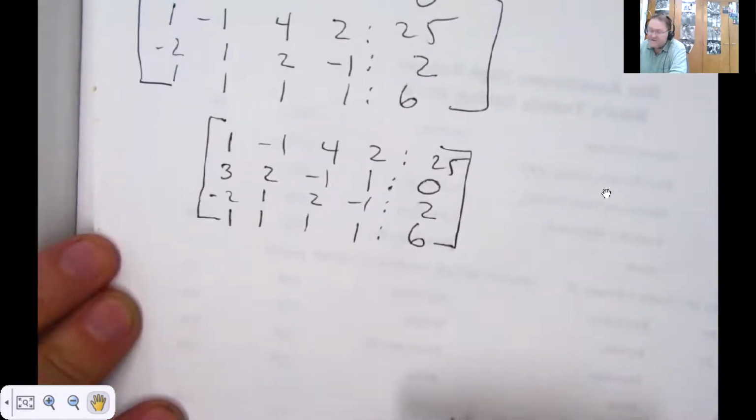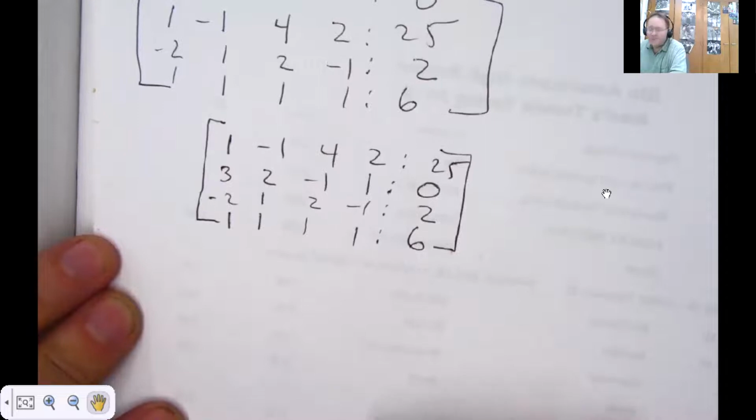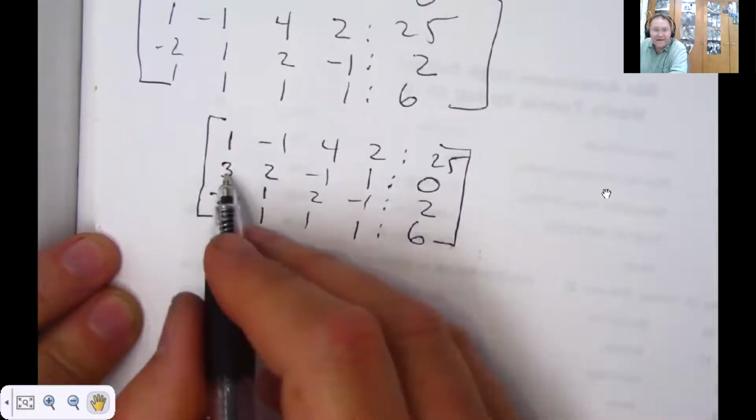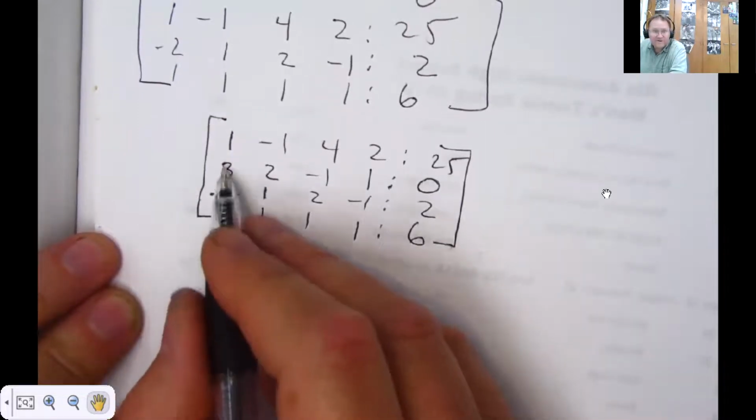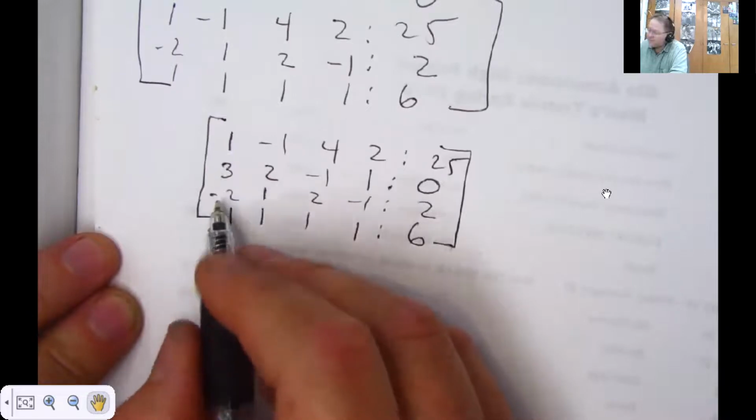Okay, and I apologize that I write like a two-year-old. Here we go. Now, remember the next step, using Gaussian elimination, is to make these zeros. So let's go ahead and make those zeros.